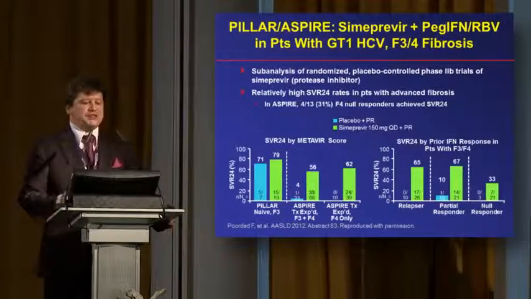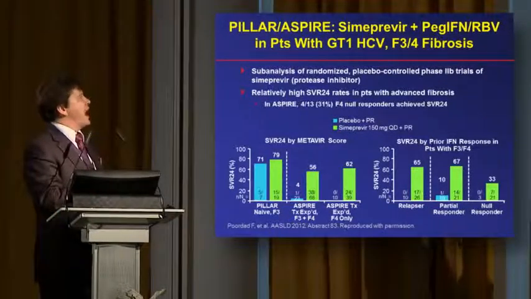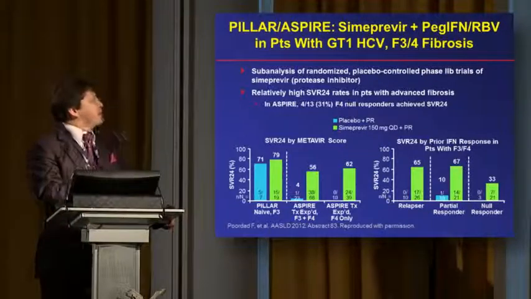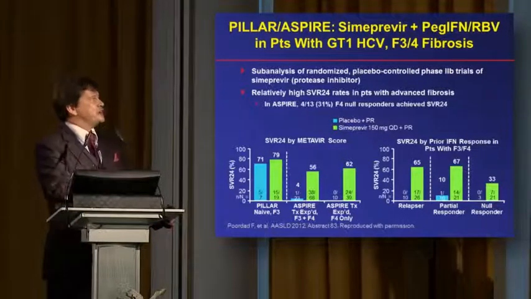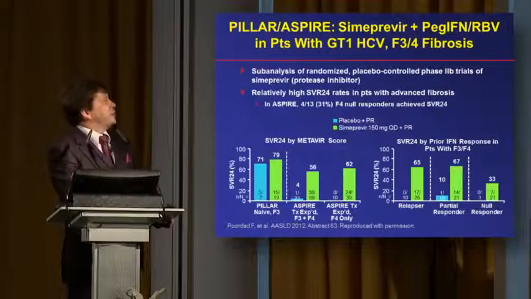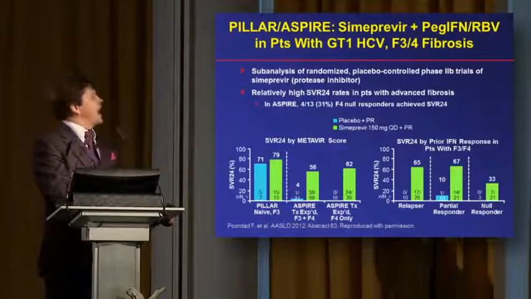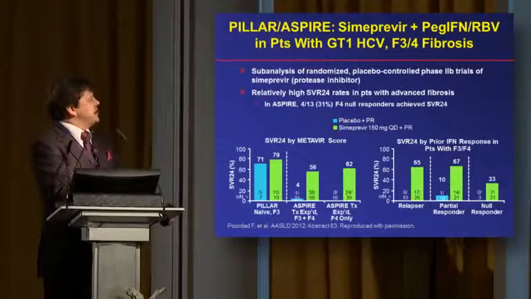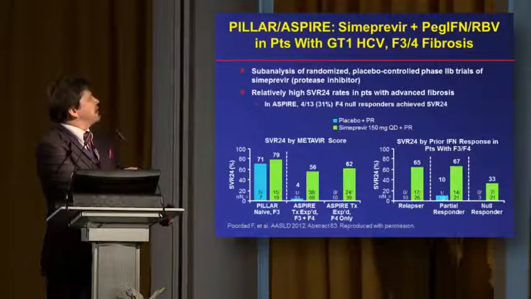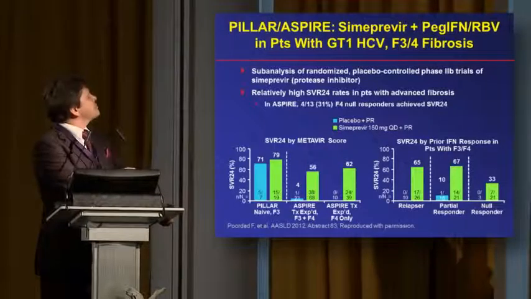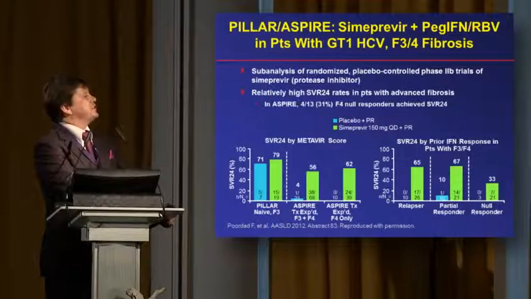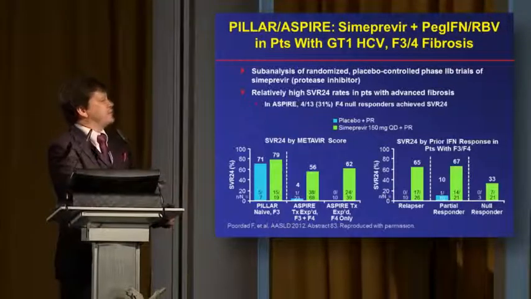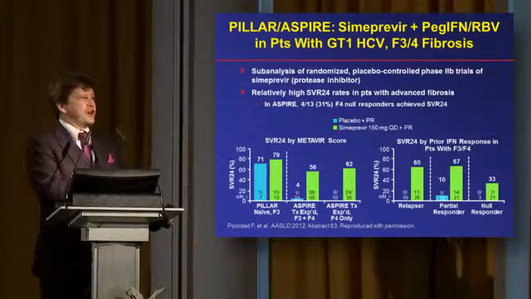Next study, PILLAR and ASPIRE. This is the new PI simeprevir, a second wave of the first generation of this drug, given with PEG and RBV in patients with genotype 1 HCV and advanced fibrosis. A subanalysis from the trials revealed relatively high SVR24 rates in patients with advanced fibrosis, both treatment-naive and experienced. Moreover, there were no significant differences between relapsers and partial responders, and SVR rates were high, 31%, for cirrhotic null responders.